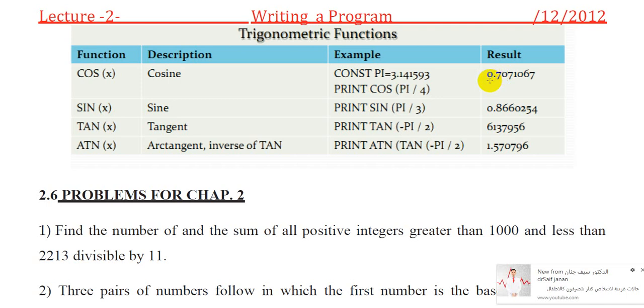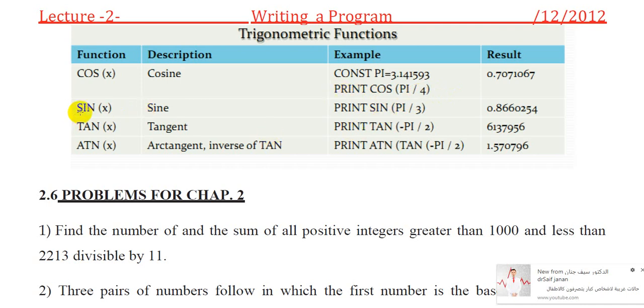Pi in the radian scale equals 0.707, or exactly 0.7071067, as you can see from here. Print cosine pi 4, as you can see. This is print cosine pi. With the print cosine pi only, other than the 4, because the 4 is way too great.